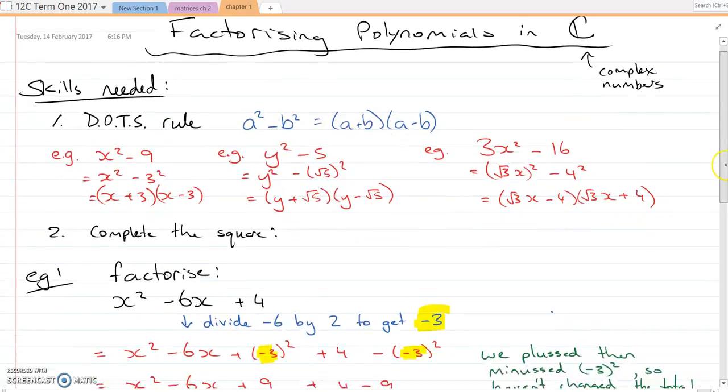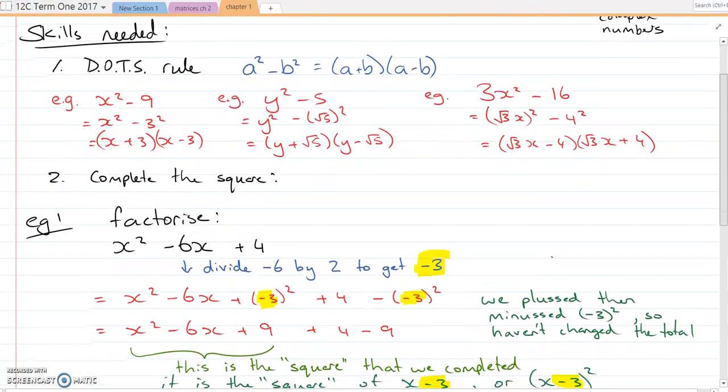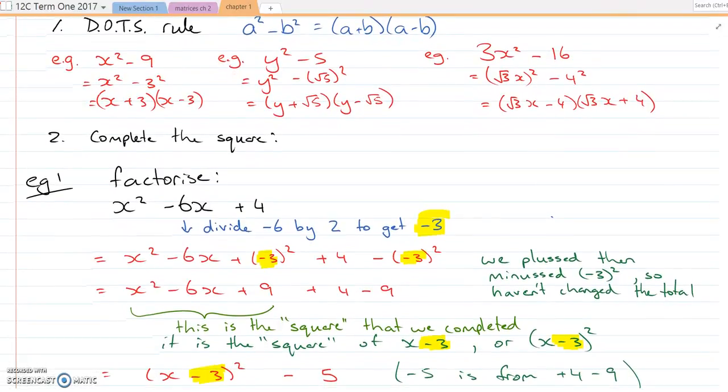The other one is complete the square. Here's an example: x squared minus 6x plus 4. That middle number, the coefficient of the x, the minus 6, I have to divide in half, divide it by 2, and I get a minus 3. I take that minus 3 and I square it, which is of course 9, and I have to add that and I have to subtract it. When I've added it, that's how I've completed the square.